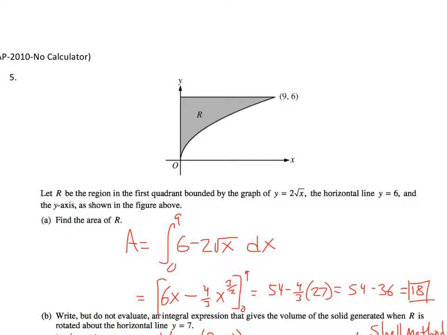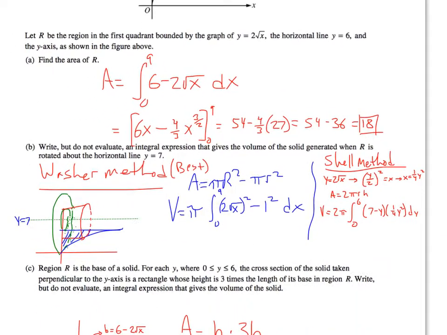And this one we can evaluate. Pretty simple function, the square root of x, and we end up with 18 on that. If we're going to revolve this around the line y equals 7, up here we have the line y equals 7. Our region only went up to 6 here, so this was just up at 6.